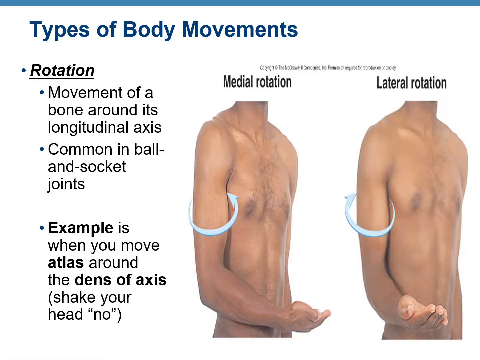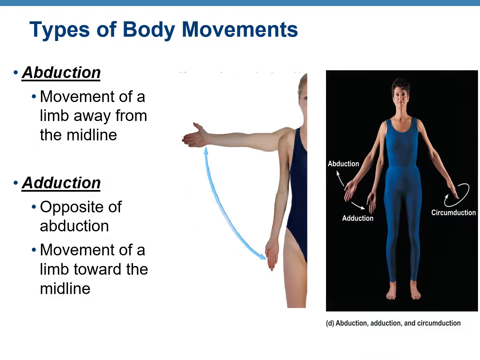Rotation is movement of a bone around its longitudinal axis. For example, when you shake your head no, you move the atlas around the dens of the axis. Abduction versus adduction. Abduction means movement of a limb away from the midline, while adduction is opposite, that means movement of the limb towards the midline.